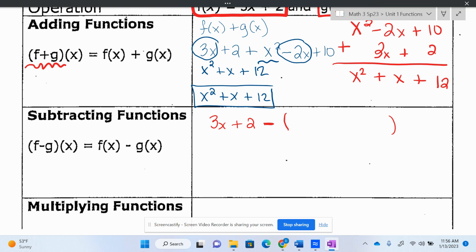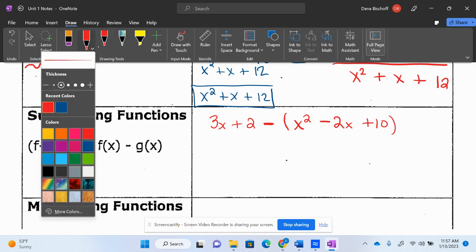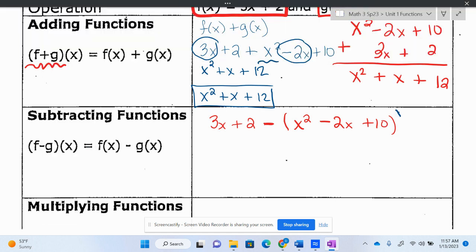Now, you guys told me I can't change the order. The order is really important. So I'm going to put the g function inside these parentheses. Does anybody know why I'm putting these in parentheses? Yeah, I have to distribute that negative. So I'm going to put a little note here that says distribute.